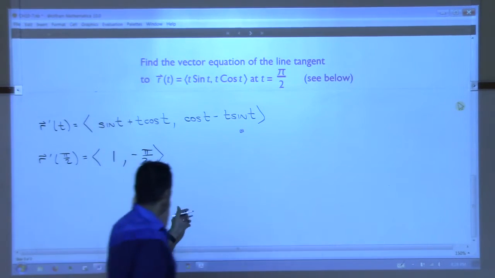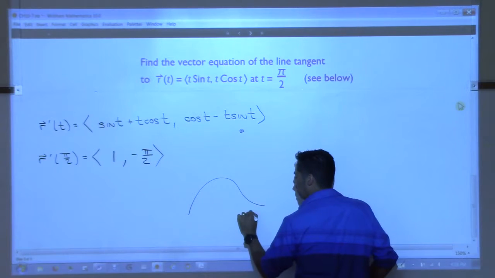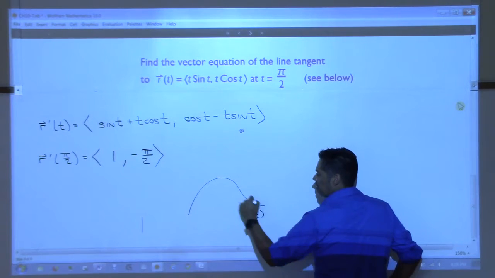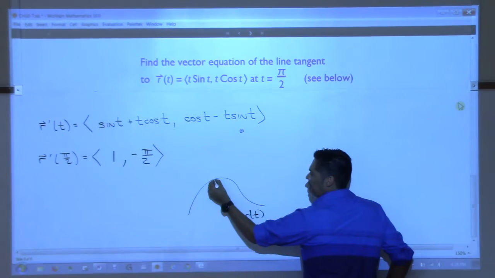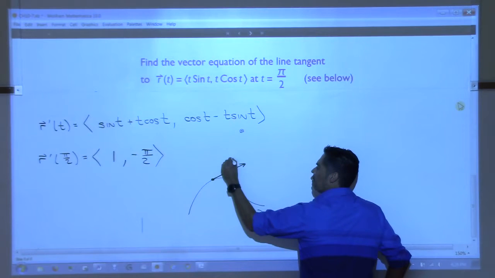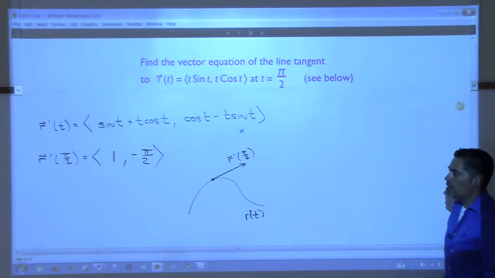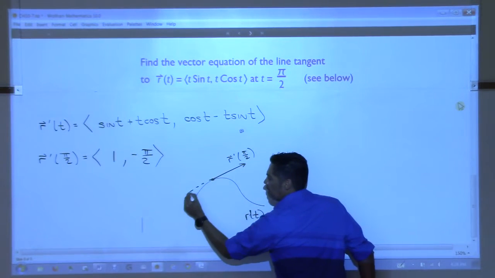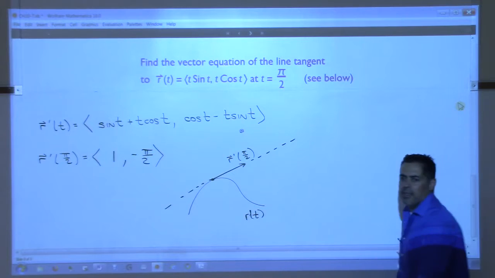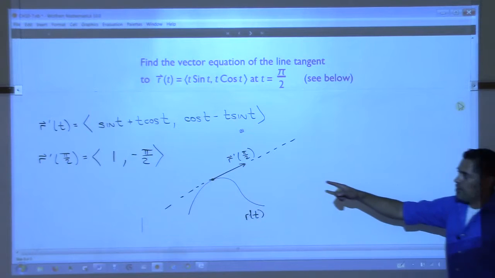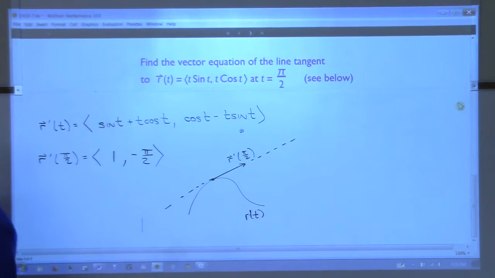So it's like we have a curve that's being drawn. This is r of t. Sorry, r of t. Terrible. That's r of t. And then what we did is we found a vector at pi over 2, right? We found that vector. And what we're asked for now is give me the vector equation of the entire line that corresponds to that vector. So what formula will we use for this? Yep, this one right here, right? Vector equation of a line.